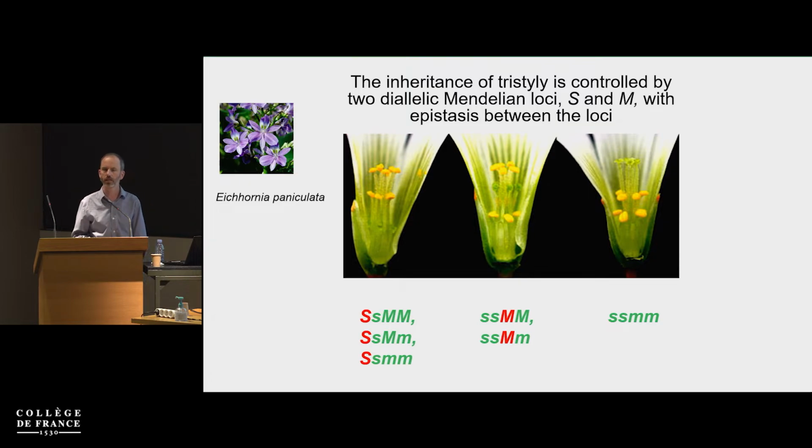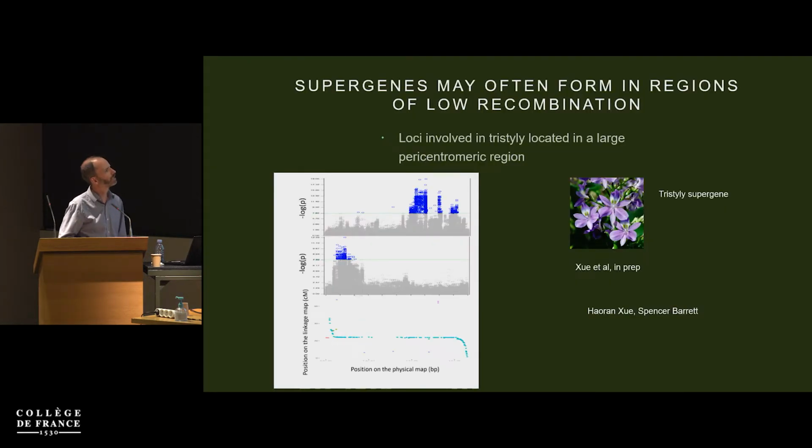And the genetics has long been known from crossing data. And it involves, in this case, two different genes with epistatic interactions to form these 3 different style morphs. And so we were interested in characterizing the genetics of this supergene system in the species Eichhornia paniculata. And this is the work of Haron Zhu. And so using similar approaches to Tanya, Haron did a genome-wide association study and identified the S and M loci involved in this tristyly supergene.